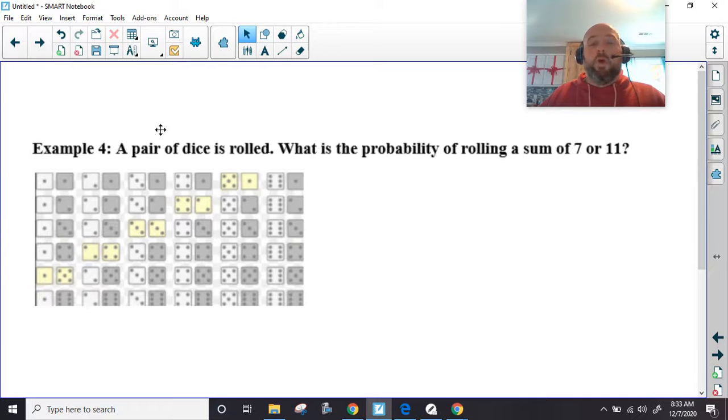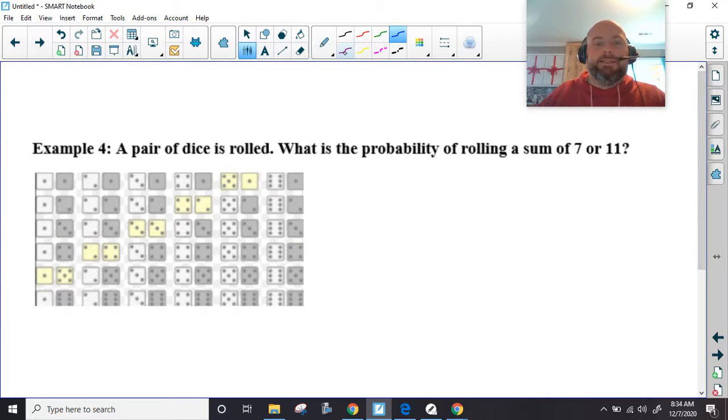We're rolling out. Oh my goodness, we said dice. Going to get in trouble.